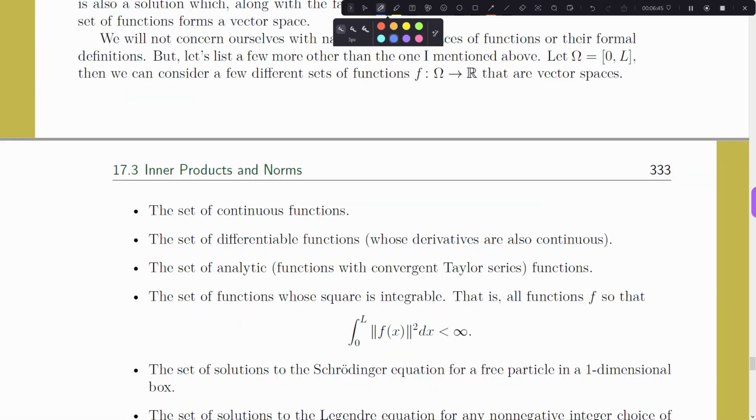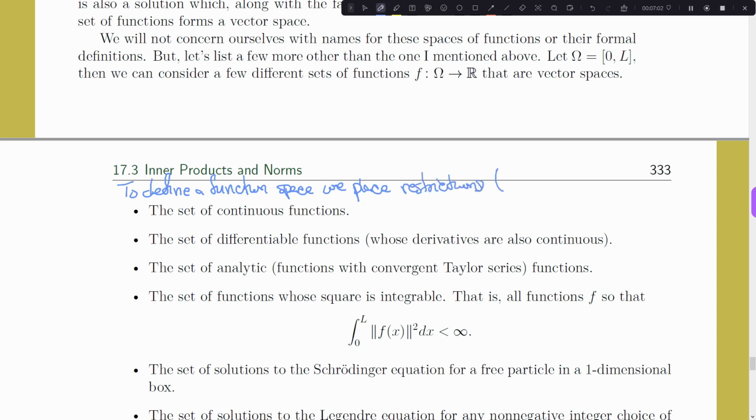So to define a function space, we place restrictions, as in adjectives, on the functions we consider. This is similar to just saying, I'm considering all vectors which are the span of 1, 2, 3 and negative 1, 2, 3. That's technically a perfectly valid vector space, and it's a subset of R3, but it's neither R3 nor R2. It's like its own thing, and we do the same thing with function spaces by adding these adjectives.